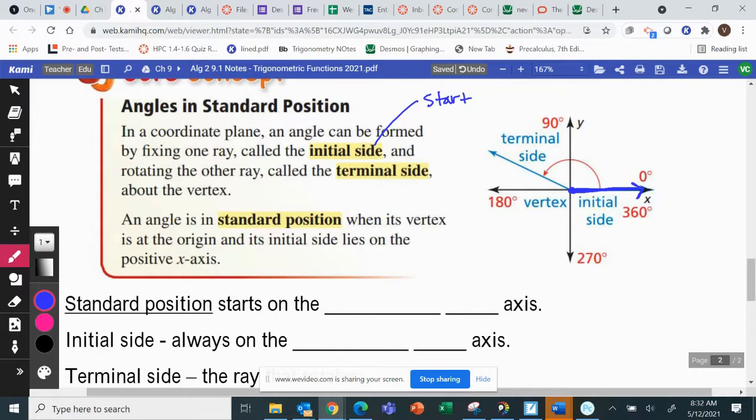And then we're going to have something called a terminal side. And a terminal side, terminal means like ending. It's going to stop.